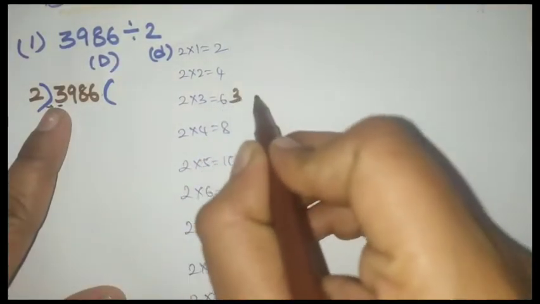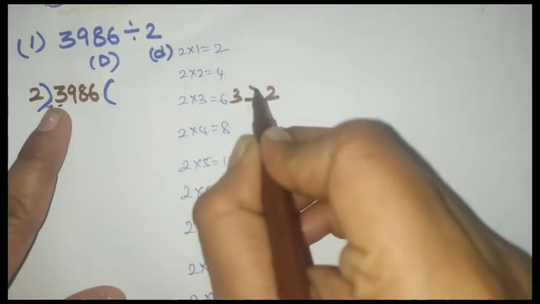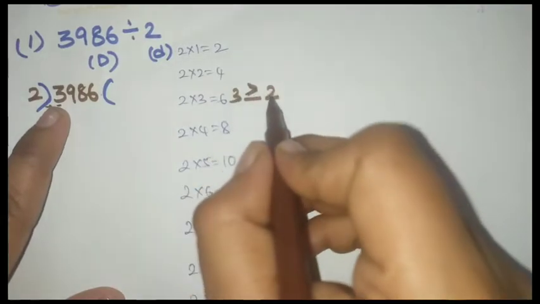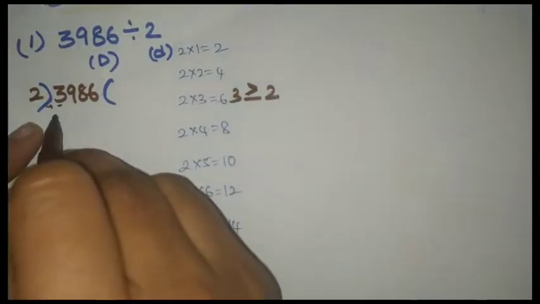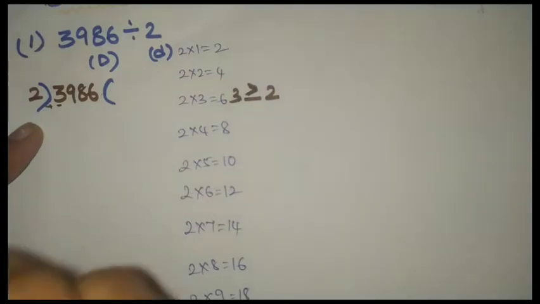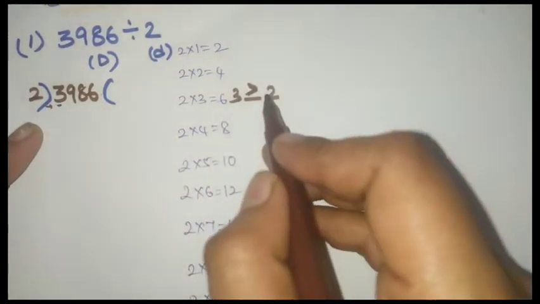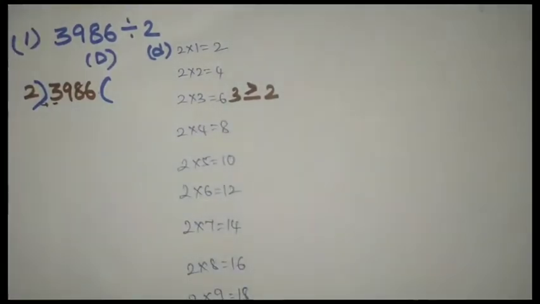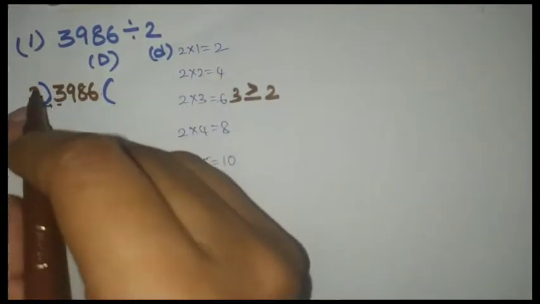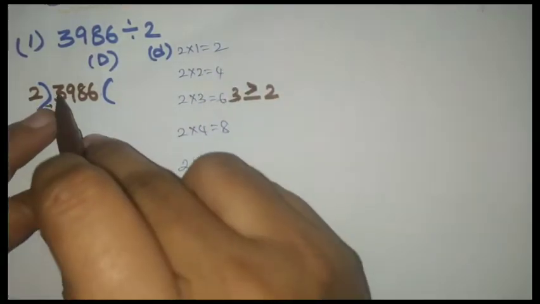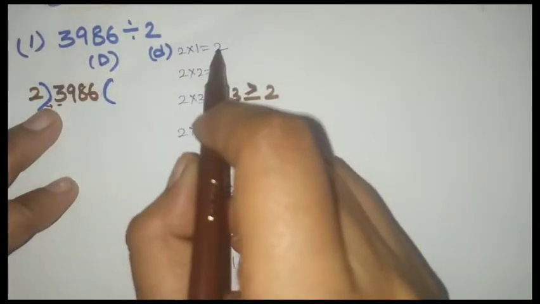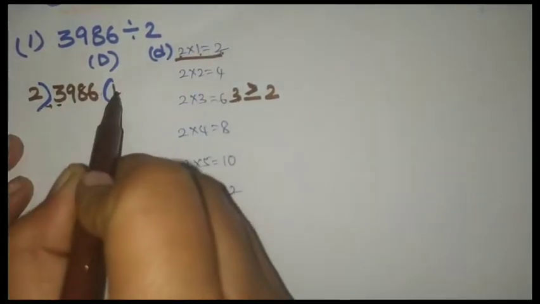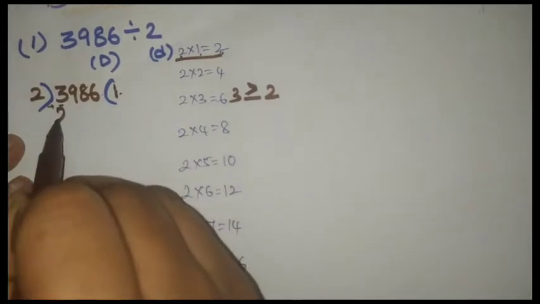What is the digit in the thousands place? 3. Is 3 greater than 2 or less than 2? Greater than 2, so we can divide 3 by 2. First we have to compare; if it is divisible by this divisor, then we continue. In the 2 table we will not get 3, before 3 we will get 2. So we'll take 2 ones are 2, and write here 1, 2 ones are 2.